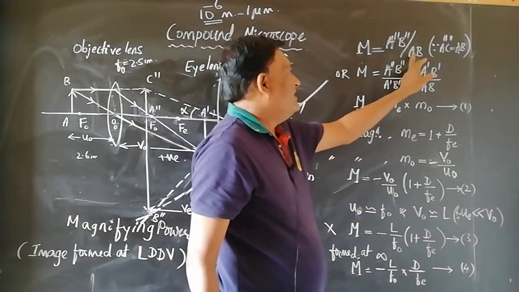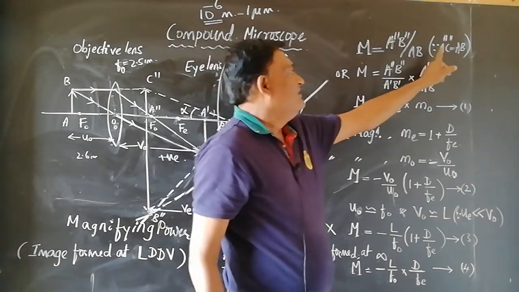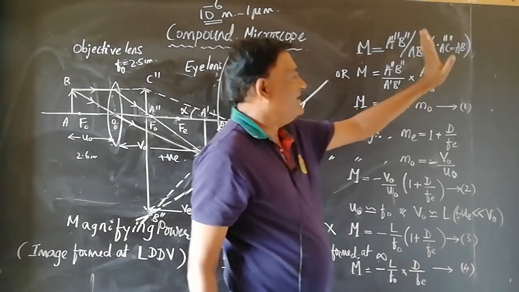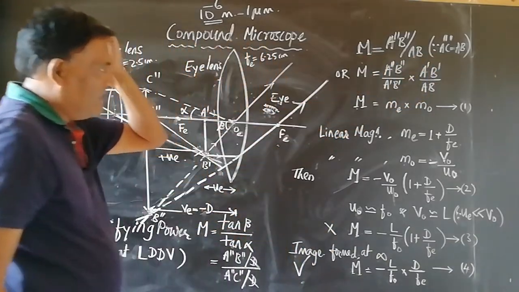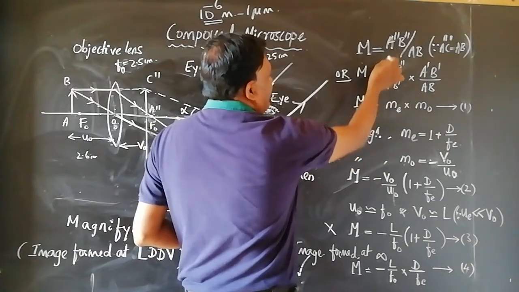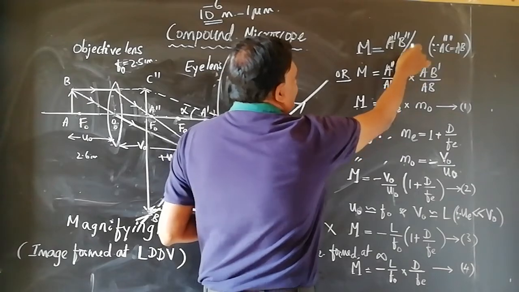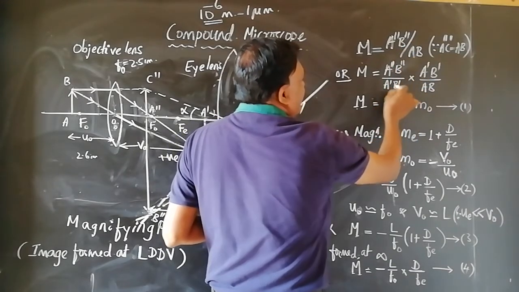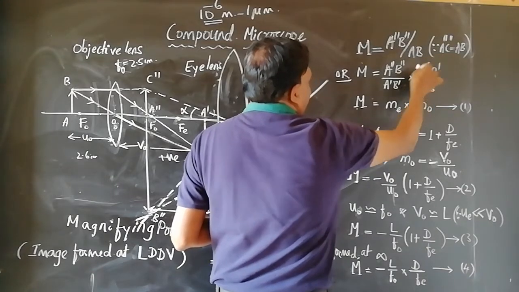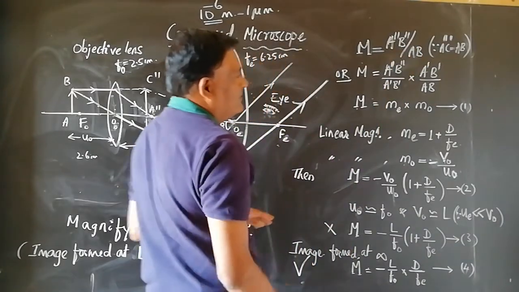So here, instead of A'' C'', we are writing AB, since the A'' C'' height is the same as the height of the object placed in front of the objective lens. We can rewrite this as A'' B'' divided by AB. I will write here divided by A' B' multiplied by A' B'. They can be cancelled. If they get cancelled, we will get the same relation.